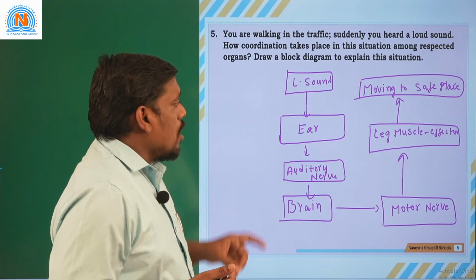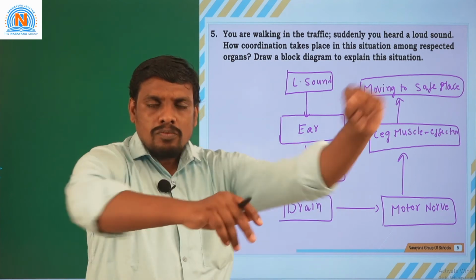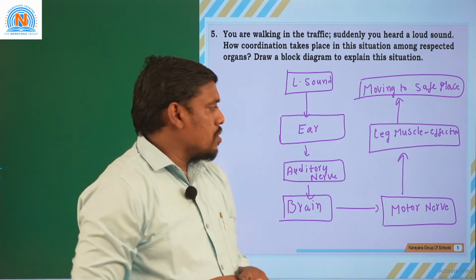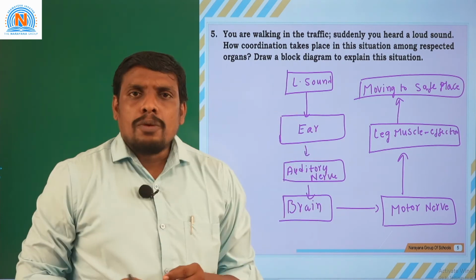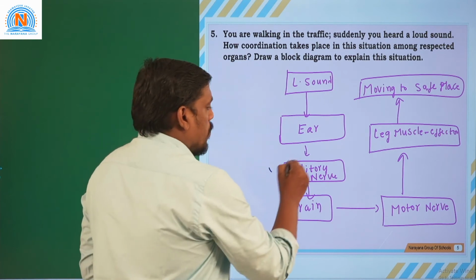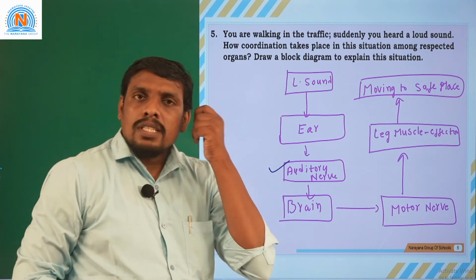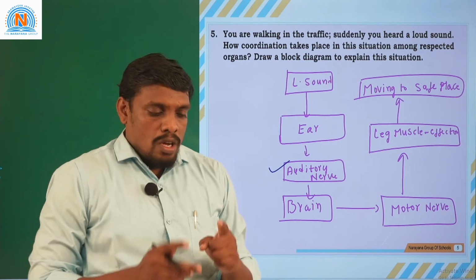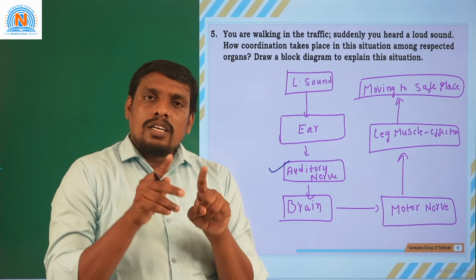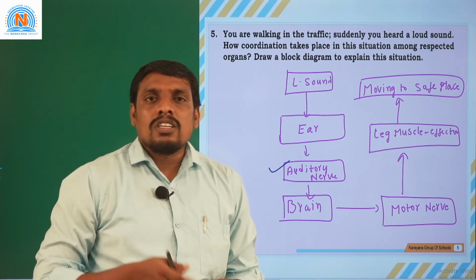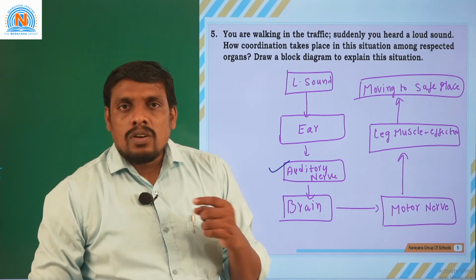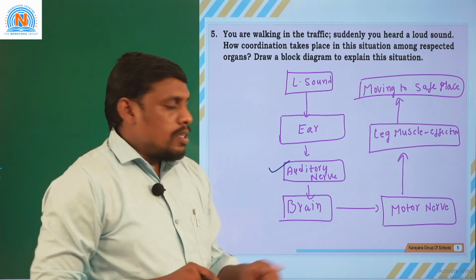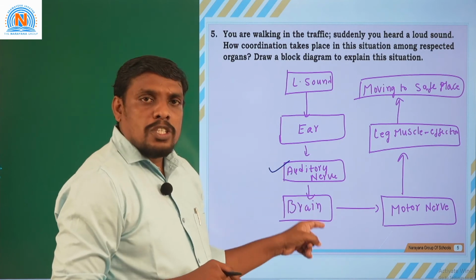You know that loud sound is taken in by the ear. Ears are the major organs that receive sound vibrations. Ears have an important nerve called the auditory nerve. The auditory nerve is formed in our ear by the cochlear nerve and the vestibular nerve. We have already learned about the vestibular nerve and cochlear nerve in the 9th class, in a chapter called sense organs. These two nerves join together and form the auditory nerve. This auditory nerve sends this information to the brain.